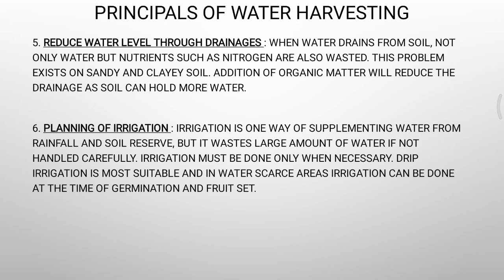So drip irrigation is most suitable in water scarce areas. Irrigation can be done at the time of germination and fruit set. It's not necessary that the whole year, the whole span of the plants, it has to be irrigated. No, only at the time of germination and at the time of seeding of the fruit the irrigation can be done. So we have to plan the irrigation properly to harvest the water.